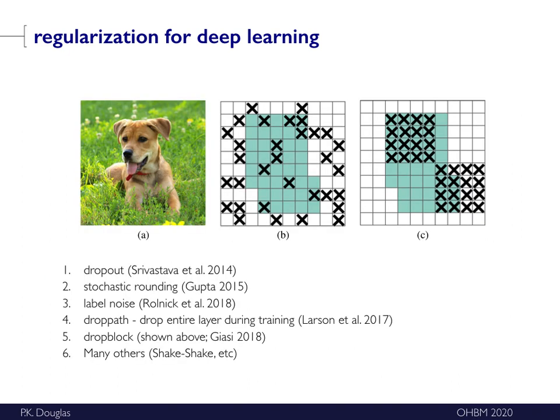Deep learning also has its own methods for regularization. Numerous methods involve stochasticity and sparsity. But just as there is no free lunch for architecture design, there is also no free lunch for regularization.